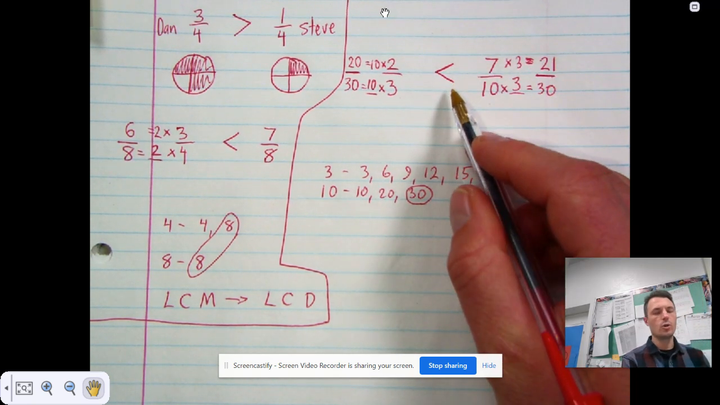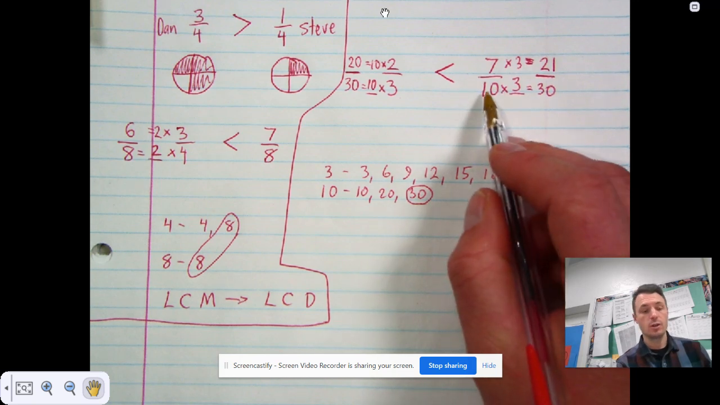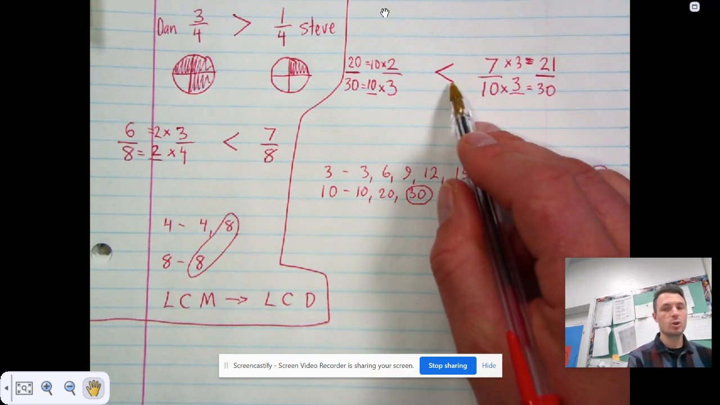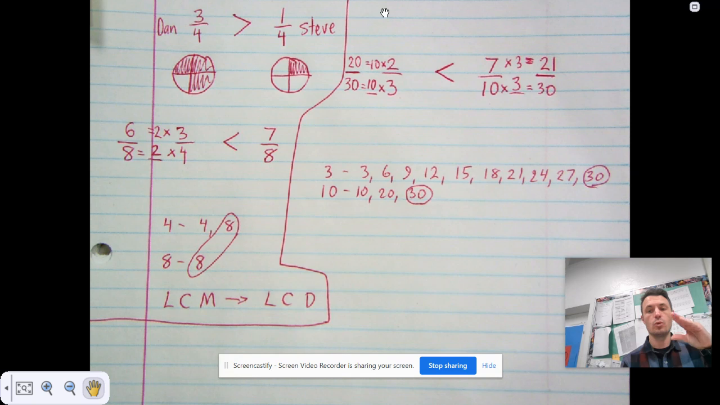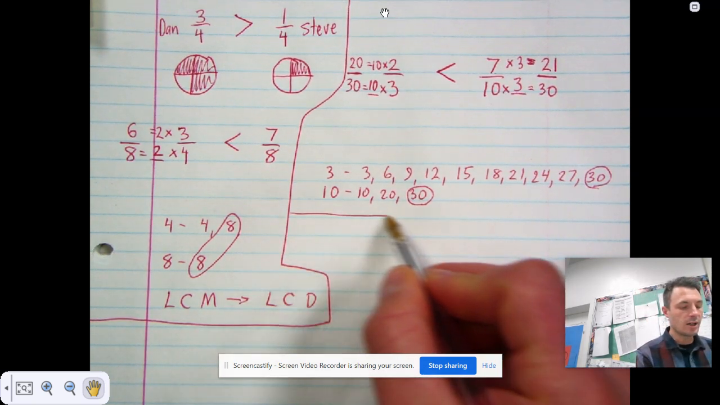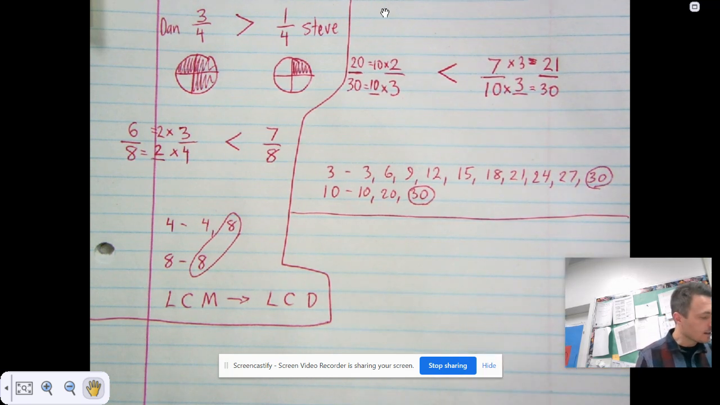The alligator mouth always wants to eat the bigger fraction. So 7/10 is bigger, so we make the alligator mouth go towards 7/10. Okay? Let's box that off and work on our next example.